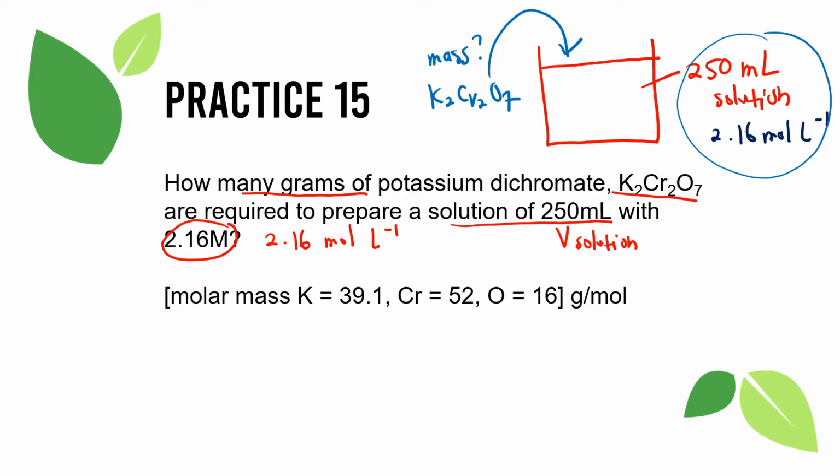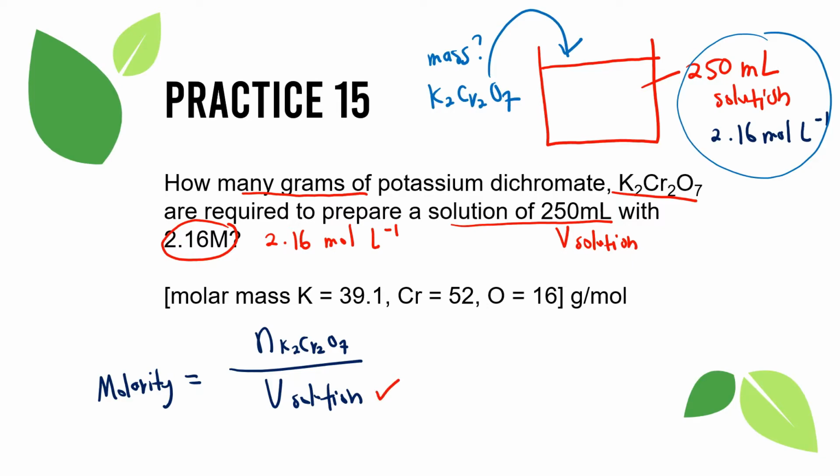So now we can see from the formula itself, molarity is n of solute, that is potassium dichromate, over volume of solution. From the information given, we already have the volume of solution and we also have the molarity value. So by having these two values, you must be able to find the number of mole of potassium dichromate. By knowing the number of mole of potassium dichromate, later you definitely could find the mass of the potassium dichromate. That's simple.